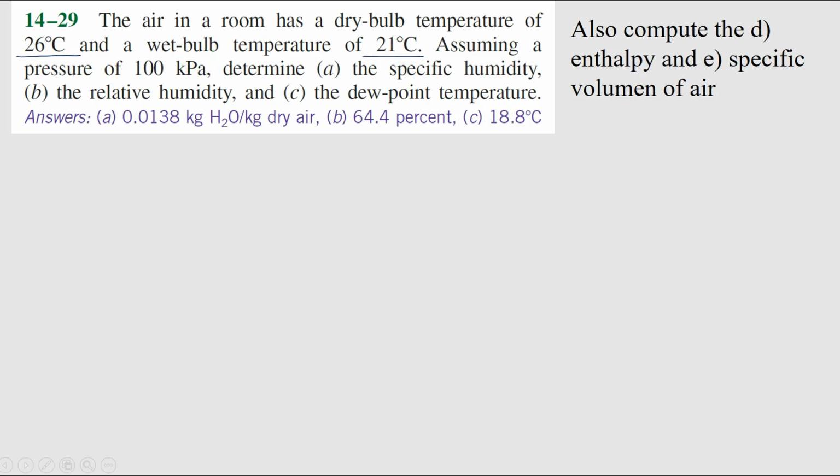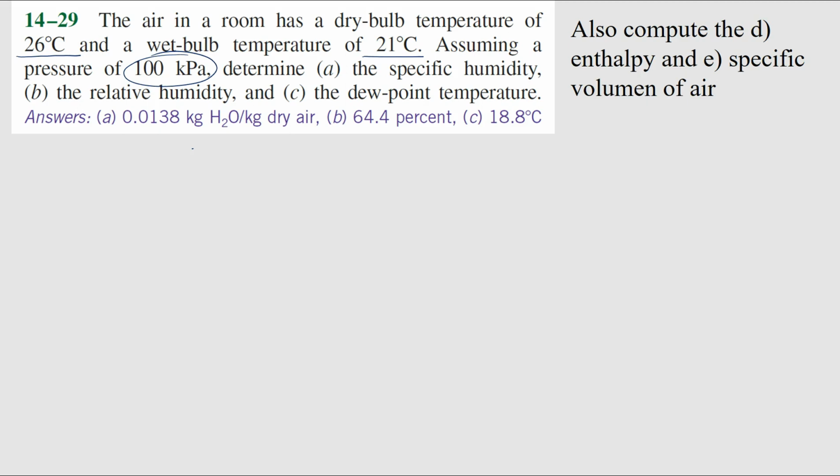We have the atmospheric pressure, and we are using this pressure in order to compare with the psychrometric chart. We are asked to find out the specific humidity, the relative humidity, the dew point temperature, and we are also going to find the enthalpy and the specific volume of air.